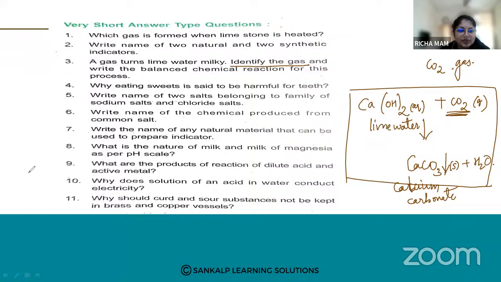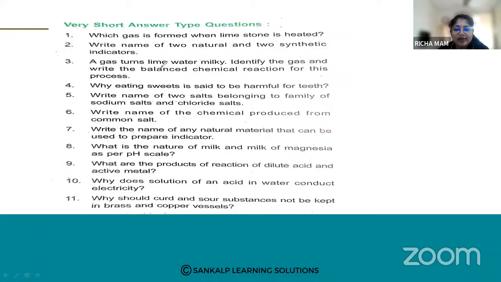Next question. Why is eating sweets said to be harmful for teeth? Because if you eat sweets, it can cause tooth decay. Your teeth will get spoiled.